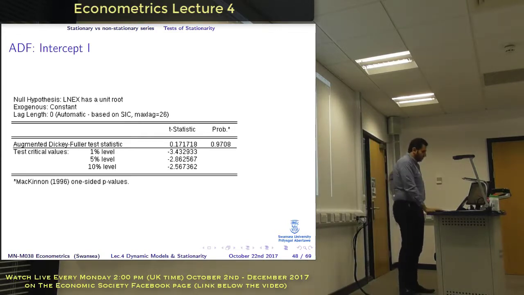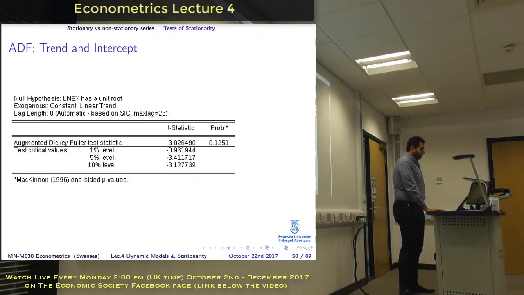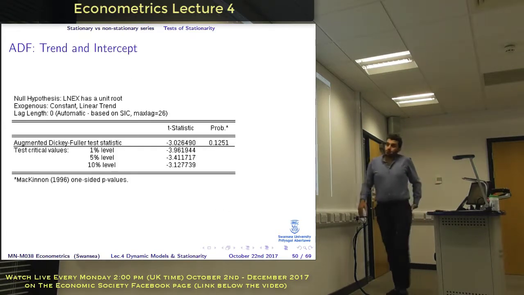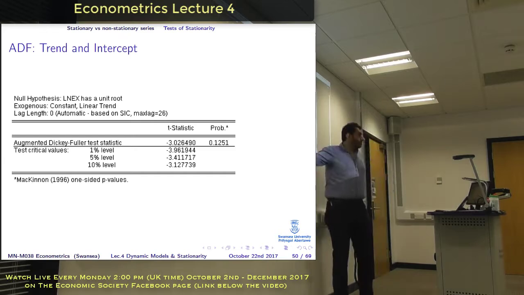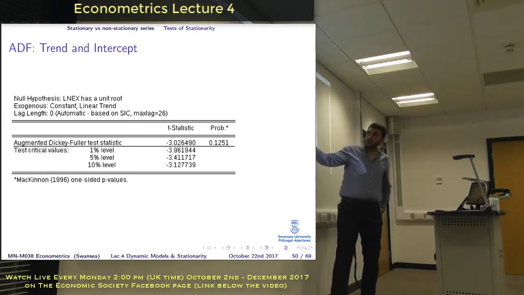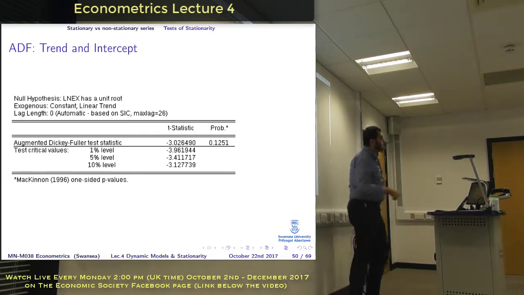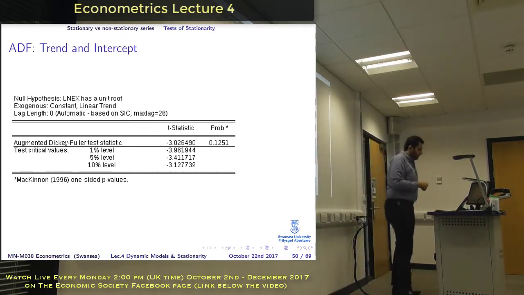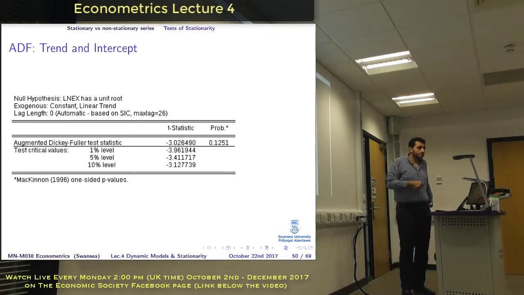So this is the first, with drift, and this one with both, so we have trend and intercept. Again, the same decision. It is non-stationary, so we can't reject the null hypothesis of unit root, and that means it is non-stationary. It is not a stationary series.